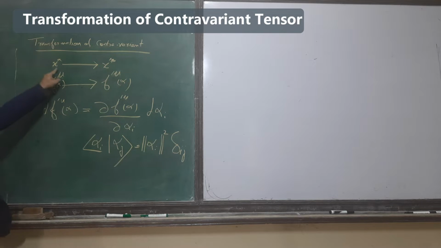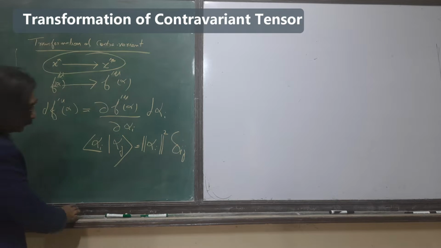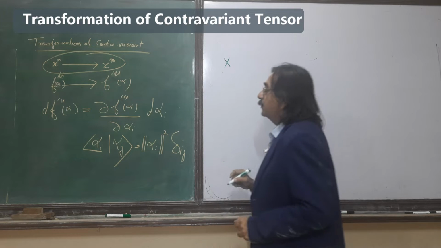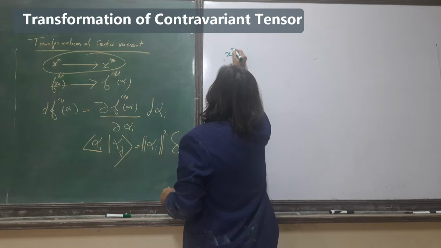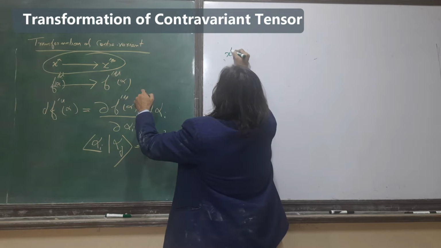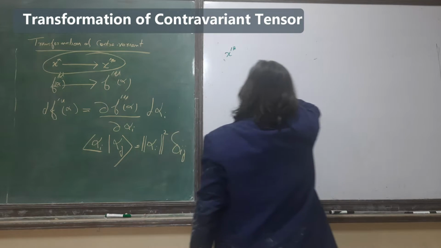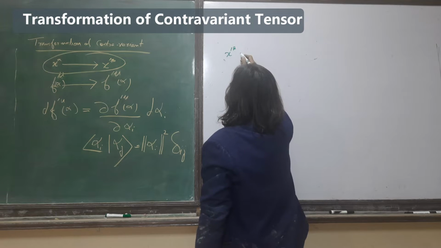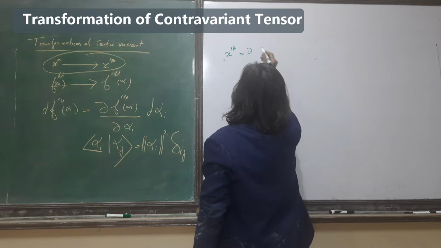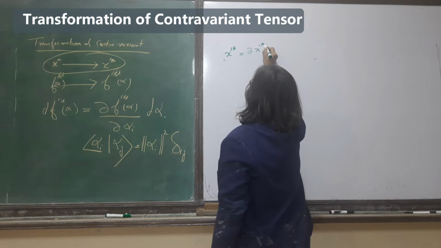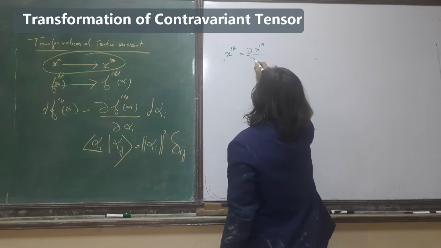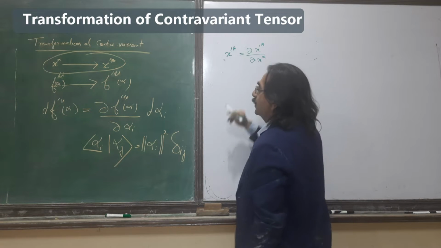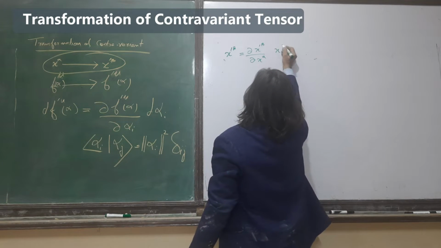So if we consider this transformation according to this, in the same way, x alpha, the new variable is x bar. If that is x bar b, that must be the same. That is changing with respect to x alpha.